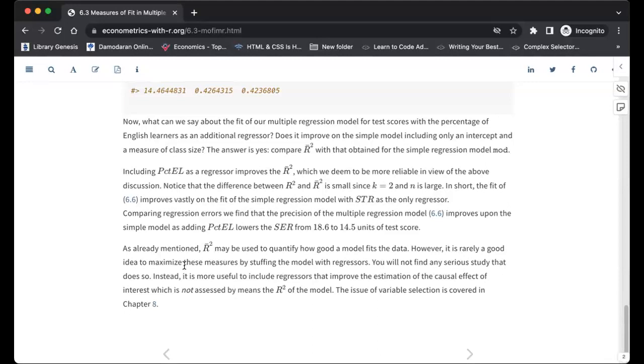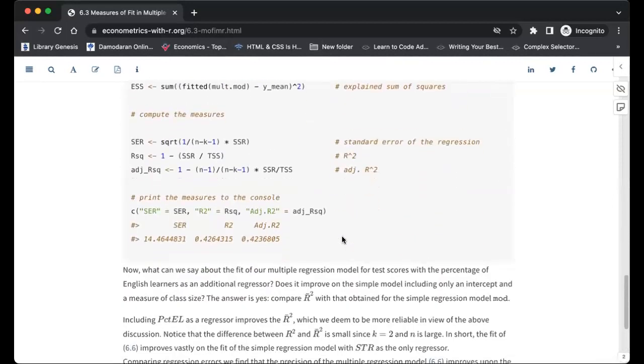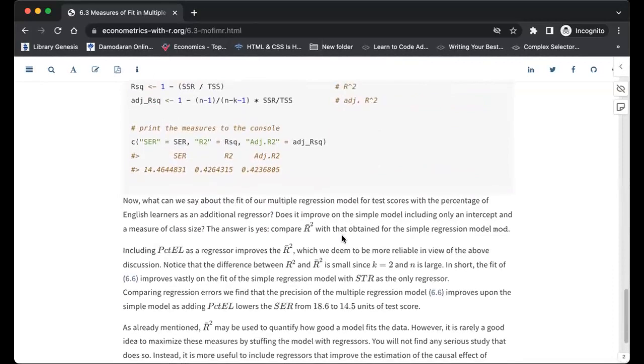Instead, it is more useful to include regressors that improve the estimation of the causal effect of interest, which is not assessed by means of the R squared of the model. So R squared doesn't tell us anything about causality. It just helps to explain how well fitted the model is, but it doesn't tell us anything about causality. So we cannot rely on even the adjusted R squared for purposes of causality. Yeah, I think if anyone has any points to add on this part, that would be good.